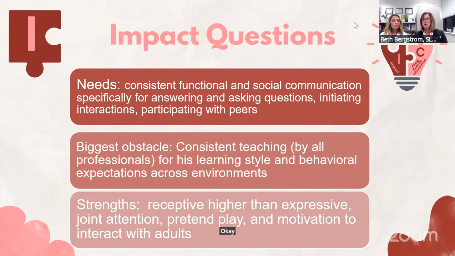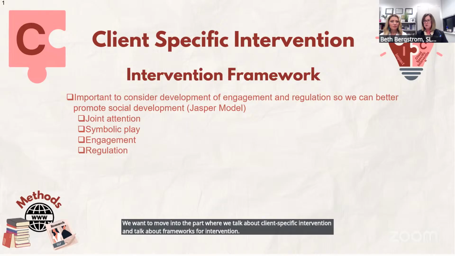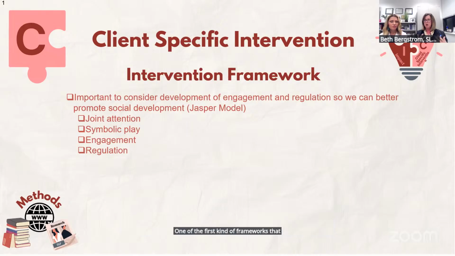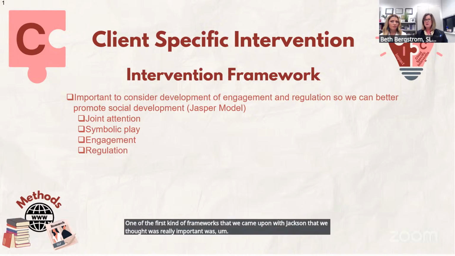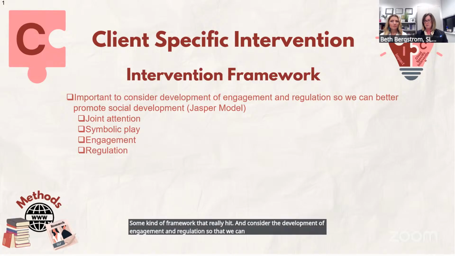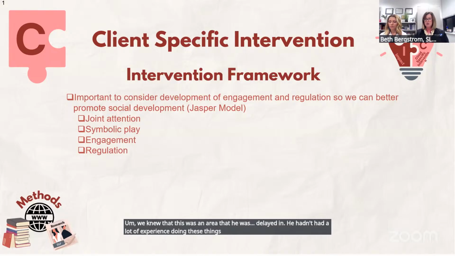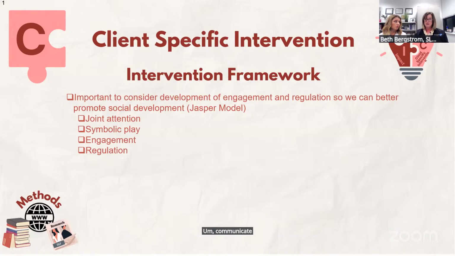Okay. So considering all of those impact areas, we want to move into the part where we talk about client-specific intervention and talk about frameworks for intervention. One of the first frameworks that we came upon with Jackson that we thought was really important was some kind of framework that really considered the development of engagement and regulation so that we could improve his social development. We knew that this was an area that he was delayed in. He hadn't had a lot of experience doing these things because he could not communicate like his peers.